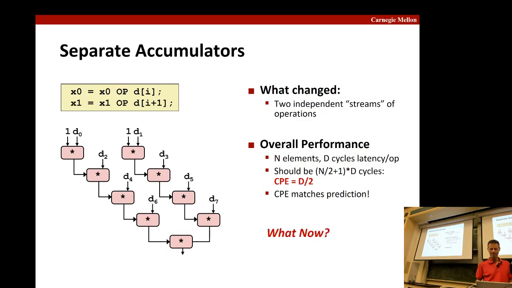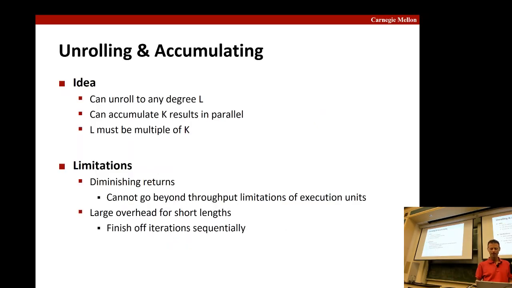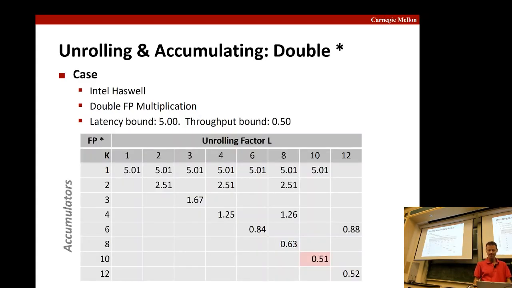Okay. So what can we do now? In general, you have this trade-off space. You can unroll the loop to any degree L. We were just unrolling it by 2. I could do unroll 3 or 4 or whatever. And you can also accumulate some number of results in parallel. And if you do that, then you see interesting things like this, that there's basically some sweet spots.